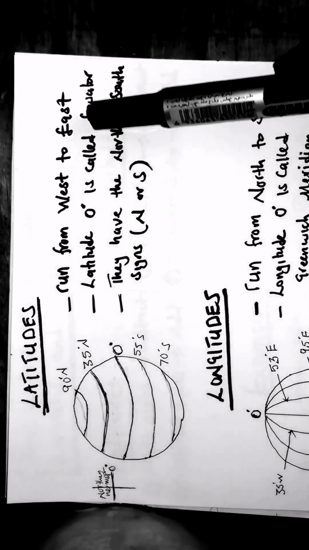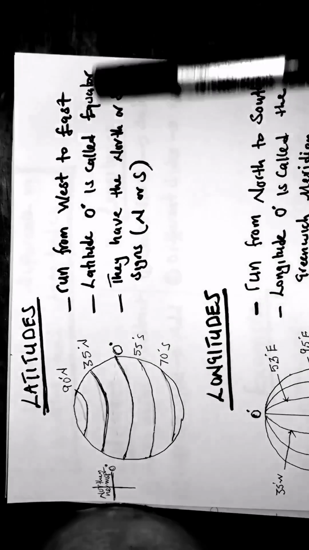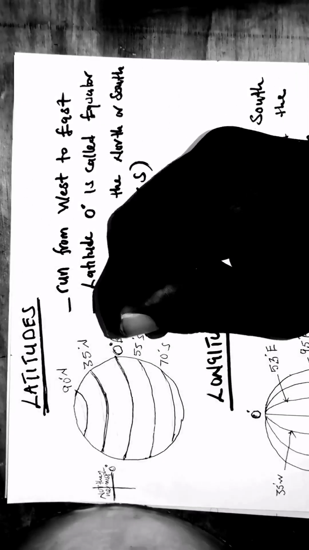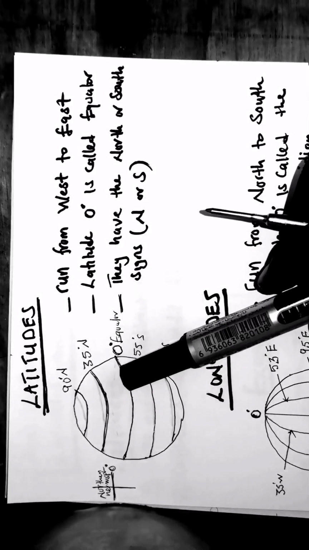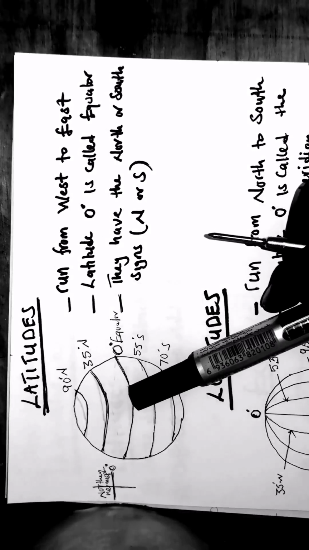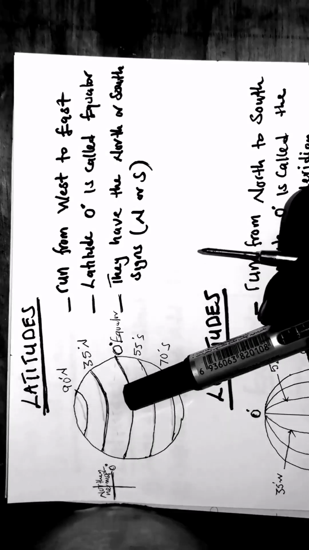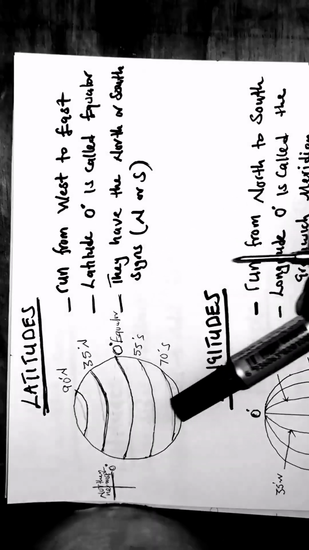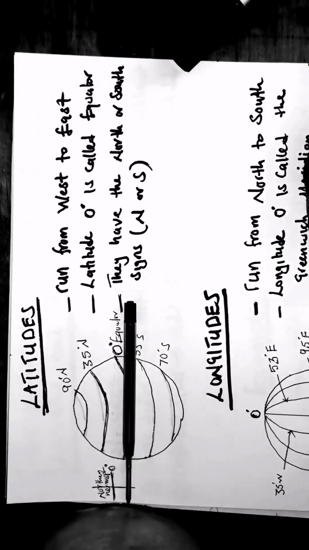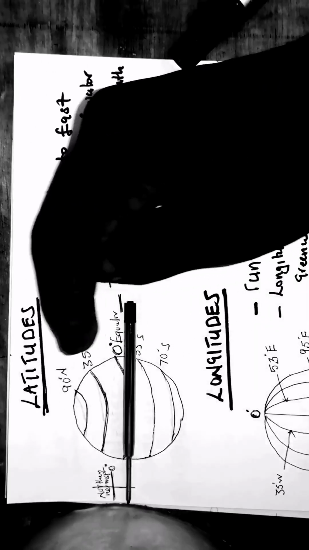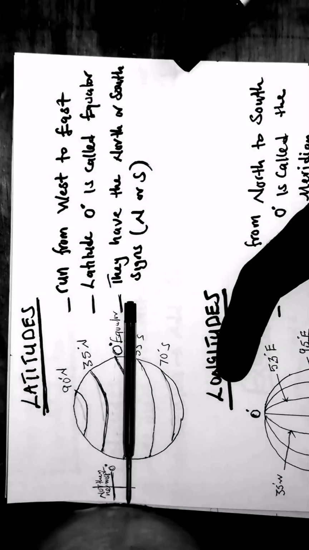Latitude 0 degrees is called the equator. So we're going to call this the equator. Now this equator divides the Earth into two equal hemispheres. We have the northern hemisphere and the southern hemisphere. We have the northern hemisphere up there, and we also have the southern hemisphere down there.